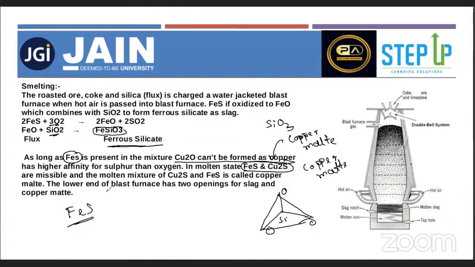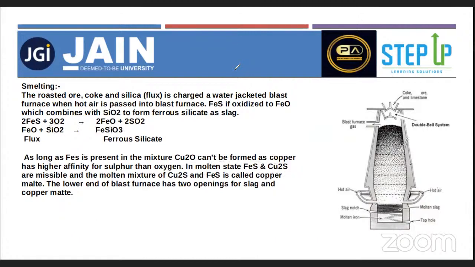From this mixture, the lower end of the blast furnace has two openings for slag and copper metal. From one tap hole, molten slag is obtained, and from the other we get copper metal. This is the arrangement. You don't have to remember all the arrangements, obviously. What you have to know is the formula for copper matte: FeS plus Cu2S. Okay, so this is what is important in this.